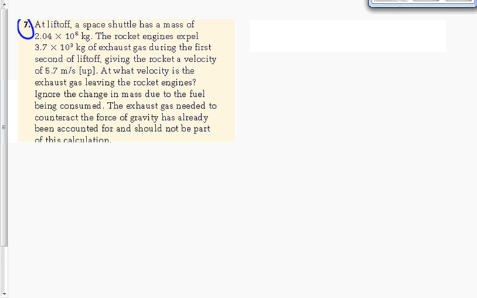This gives the rocket a velocity of 5.7 meters per second. So 0 to 5.7 meters per second in 1 second. That's okay. It just takes 3,700 kilograms of exhaust to do that. What velocity is the exhaust gas leaving the rocket engines? And it's telling us to ignore the change in mass due to the fuel being consumed. In other words, the space shuttle has a mass of 2.04 times 10 to the 6. We're not going to bother subtracting the mass of the fuel that was converted to exhaust gas. It's not going to really matter there.